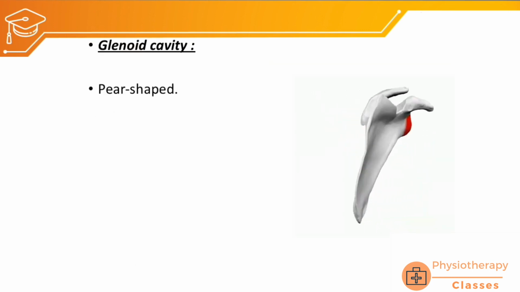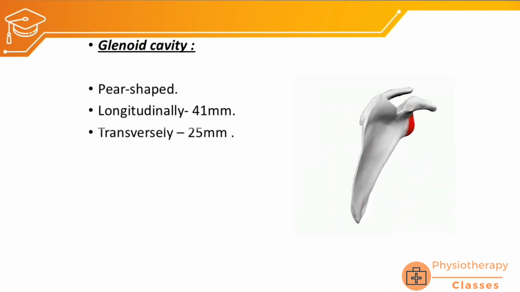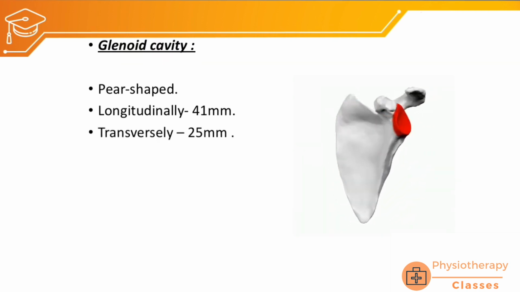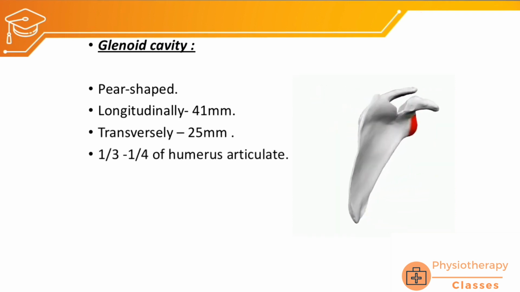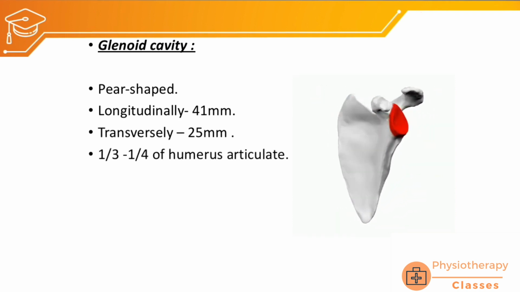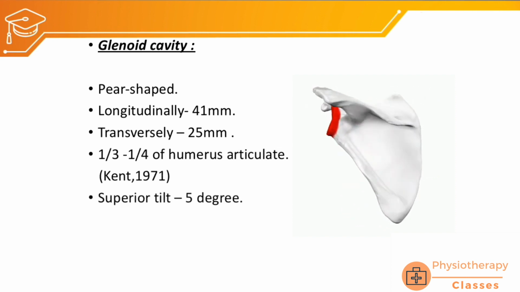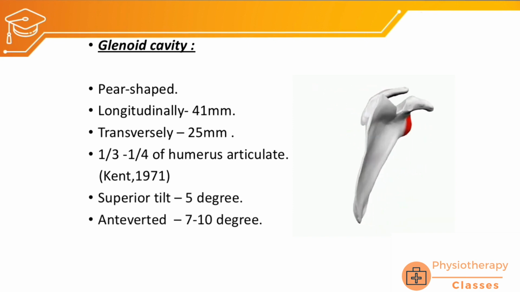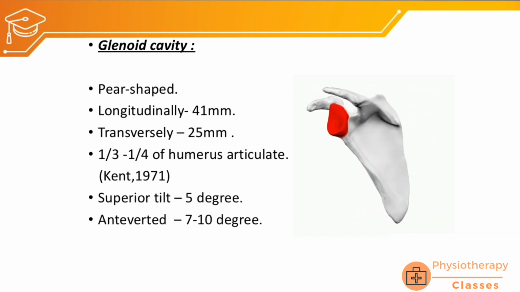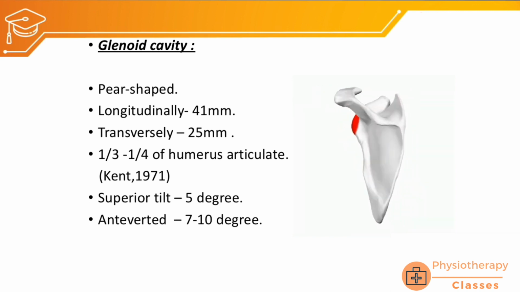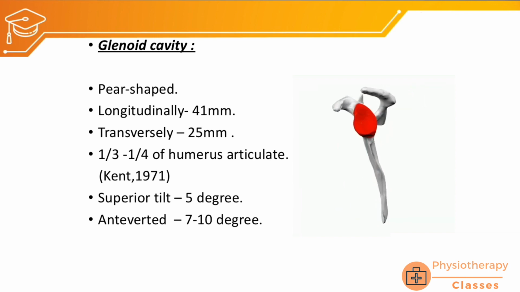The glenoid cavity is a pear-shaped fossa which is 41 mm longitudinally and 25 mm transversely. In this glenoid fossa, one-third or one-fourth of the humeral head articulates. The scapula is in a slight superior tilt, around 5 degrees, and is slightly anteverted by 7 to 10 degrees. These are some of the anatomical facts about the scapula.